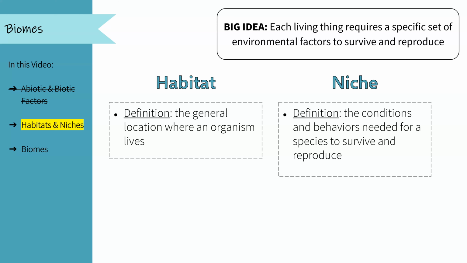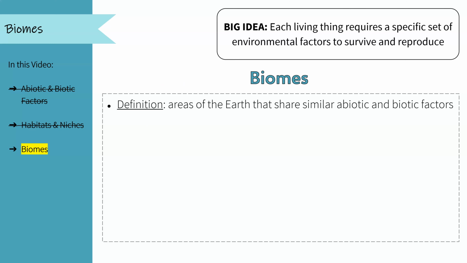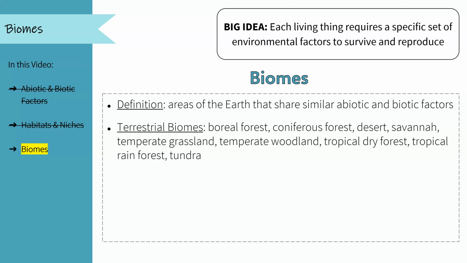Next, we'll look at the larger or bigger picture of where organisms live. And we call these large geographical regions of the Earth biomes. So they're areas of the Earth that share similar abiotic and biotic factors. And I'm going to list them here for you just so that you have the set of them and you can refer back to this list when you're thinking about what biome we might be talking about in the future. So we have terrestrial biomes or land-based biomes. These include the boreal forest, coniferous forest, desert, savanna, temperate grassland, temperate woodland, tropical dry forest, tropical rainforest, and tundra.